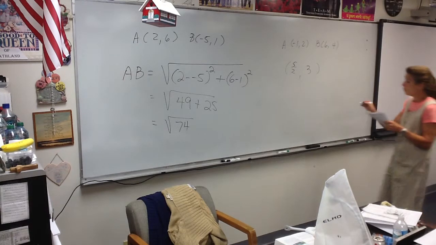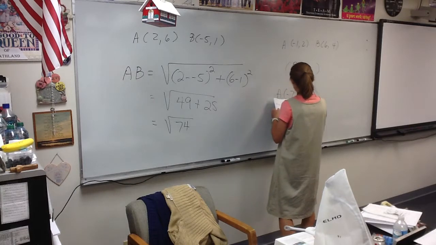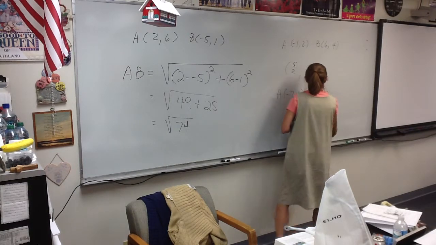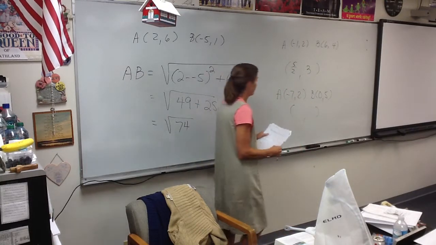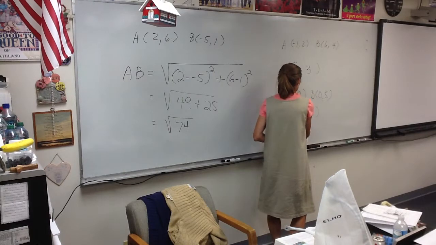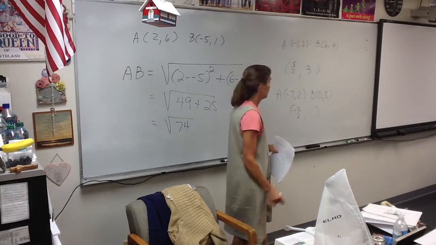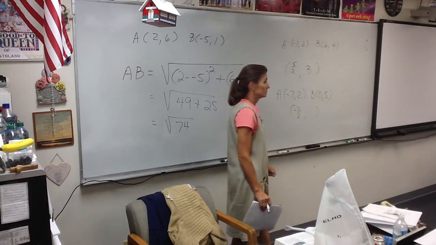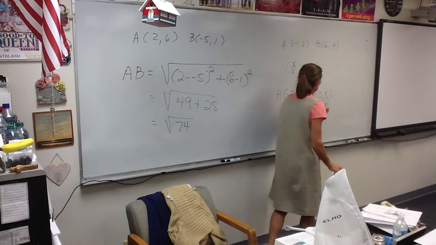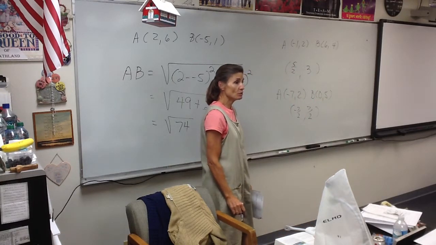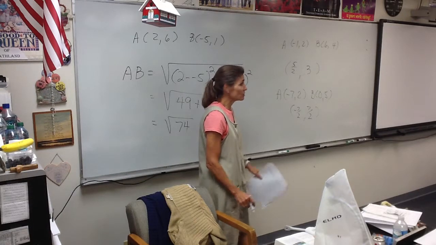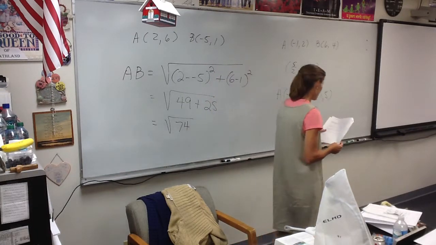We want to find the midpoint of these. Okay, what's my average x? 0 over 2, -7/2. What's my average y? 7 over 2. There we go. We add the x's and divide by 2. We add the y's, divide by 2. You don't need a formula for that. You're welcome to use the formula, but you don't need it. Midpoint is average.